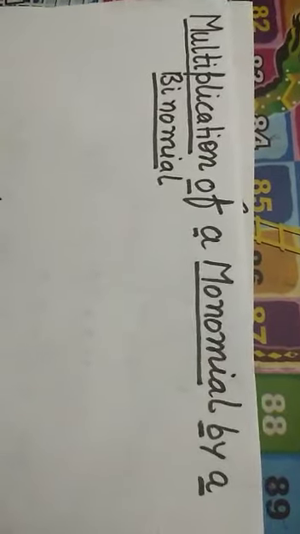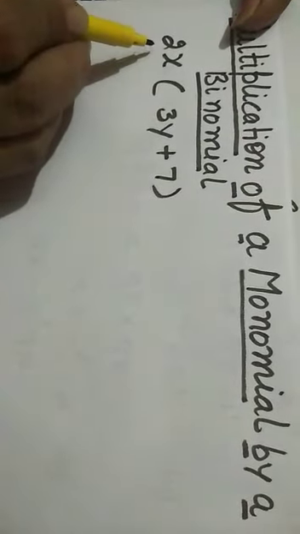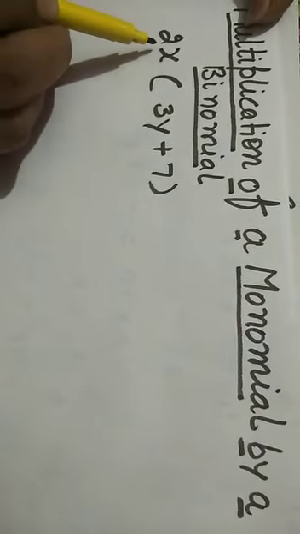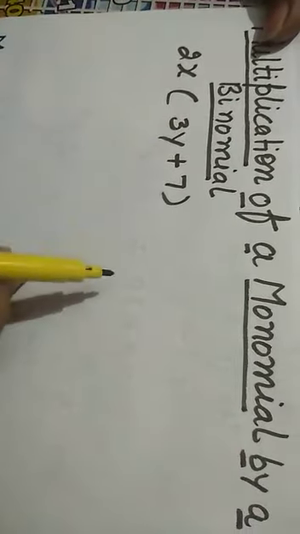Next topic we have multiplication of a monomial by a binomial. Now till now you have done multiplication of a monomial with monomial. Now multiplication of a monomial with binomial. I am taking one example. Suppose it's given to you 2x multiplied by 3y plus 7. Now 2x, this is a monomial. 3y plus 7 is a binomial given to you, you have to multiply.